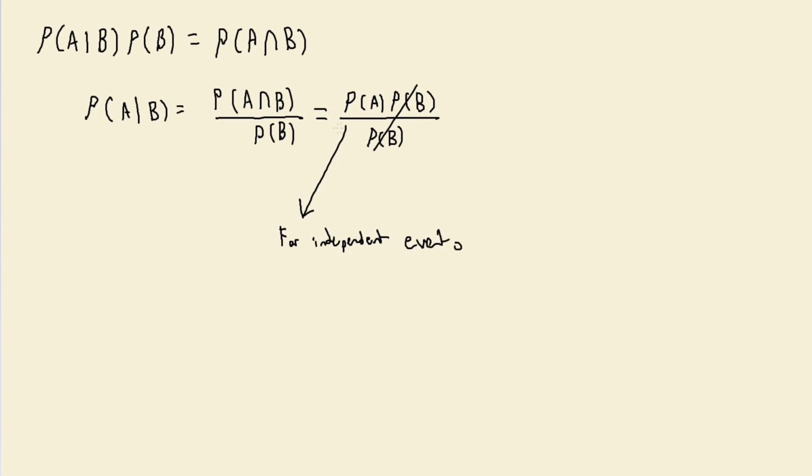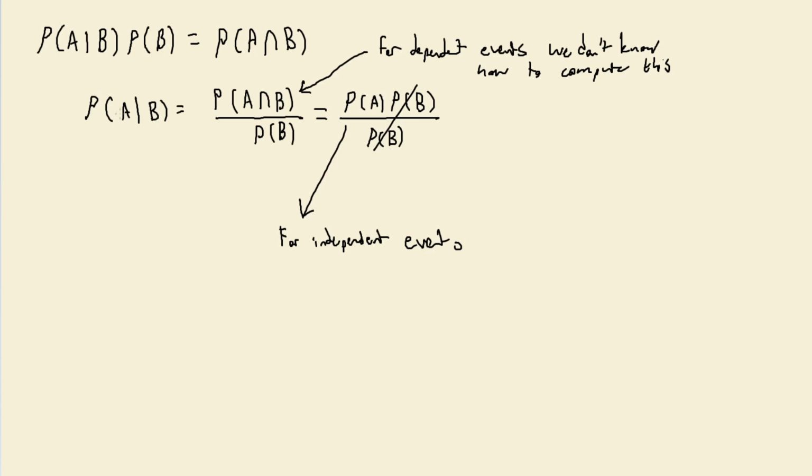But for events that are not independent, we're not going to know what this value is unless it's given to us. We're not going to know the probability of A and B for dependent events, for events that are not independent. For dependent or non-independent events, we don't know how to compute this value. And so we have this formula for conditional probability.